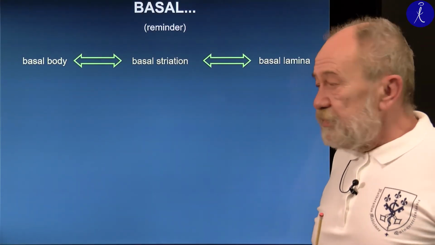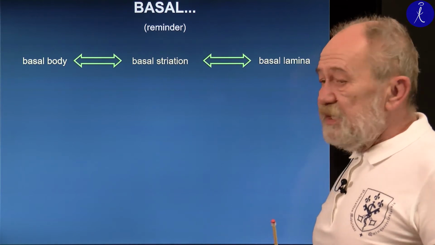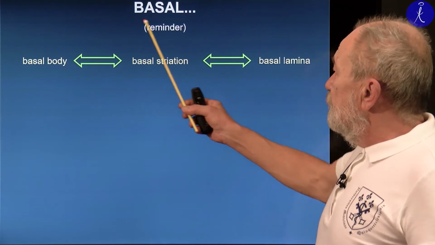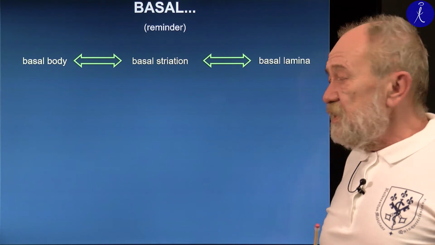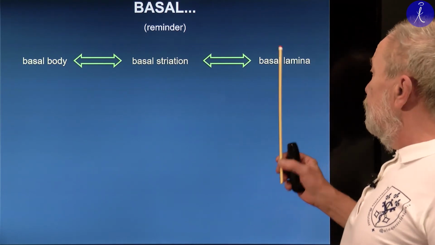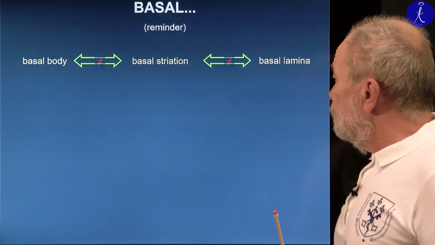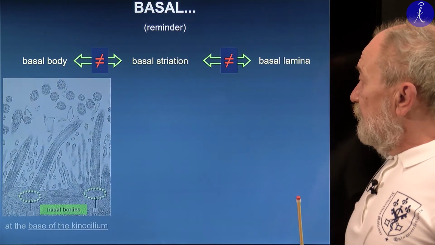This one really annoys me. I cannot understand why it has started a couple of years ago, that anything basal means the same to students, but these are extremely different. Basal body, basal striation, basal lamina, these are very different things, not even resembling each other. These are not the same.